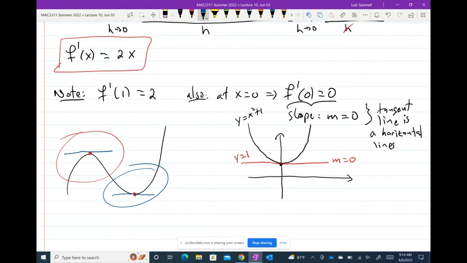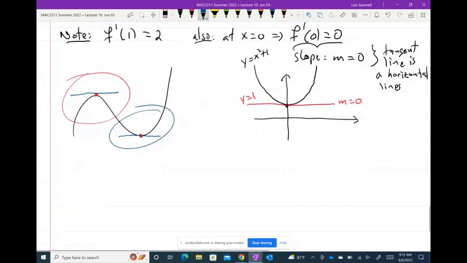This is the clue. We need to have a horizontal tangent line at those points. What does it mean to have a horizontal line? It means that the slope has to be 0. So if you want to locate these points, you need to find where the derivative is equal to 0. We're going to be doing this a lot in the next chapter, finding points at which the derivative equals 0, because those are the points at which you could have a maximum or a minimum. I'm saying could because it doesn't have to be.